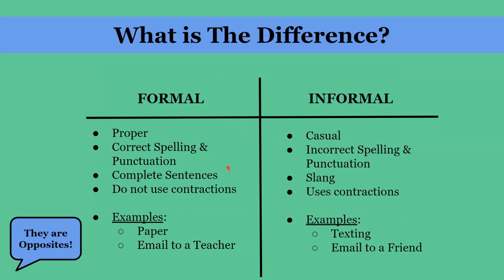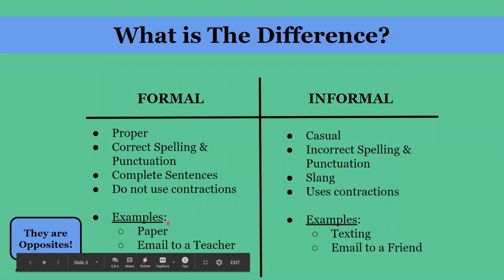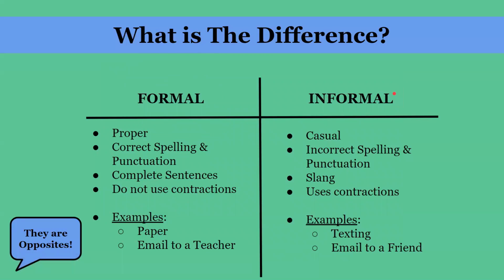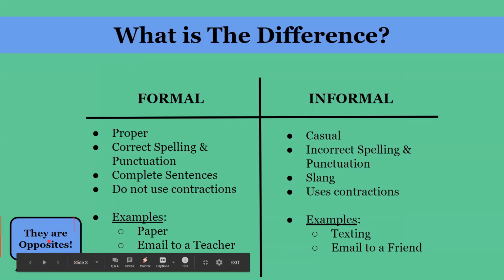Formal has complete sentences, and informal has more slang. And formal does not use contractions, while informal uses contractions. So like don't and wasn't and hasn't. And examples can be found in papers and emails to a teacher. That's when you would use formal language. And informal language can be used when you're texting or emailing a friend. So they're the opposites.